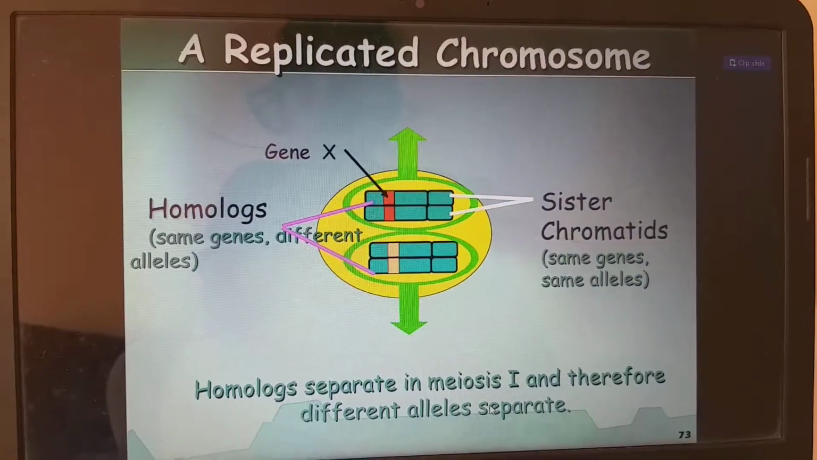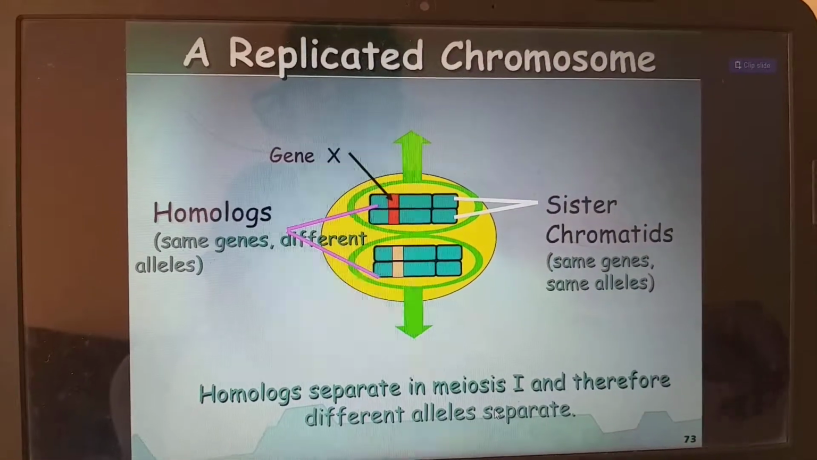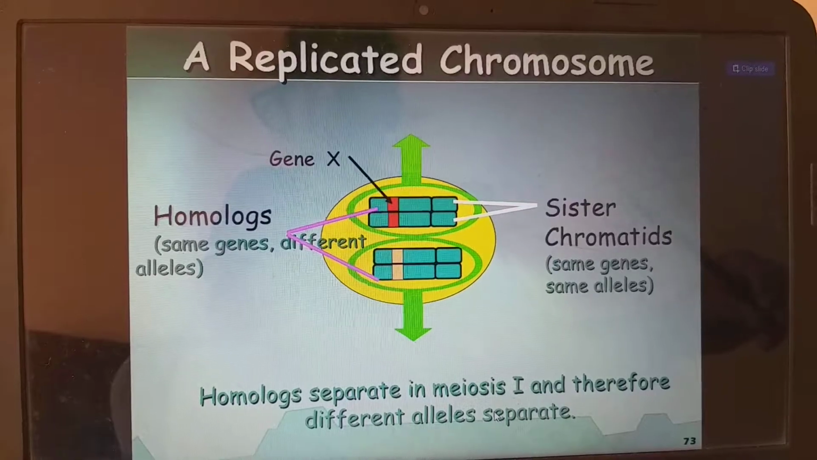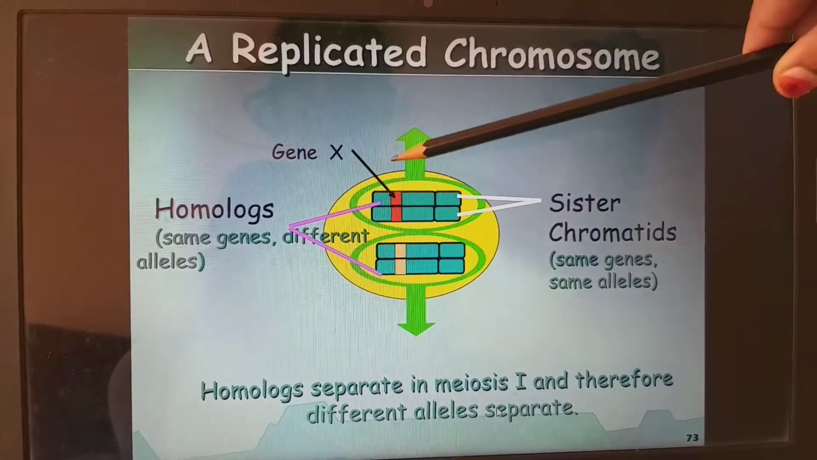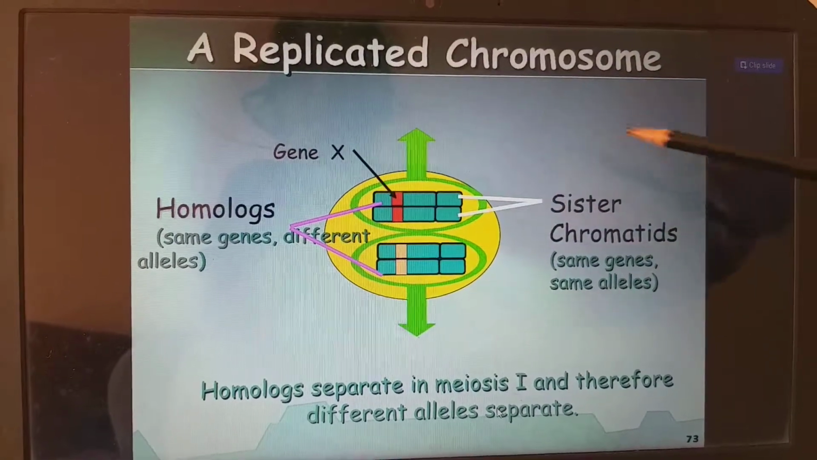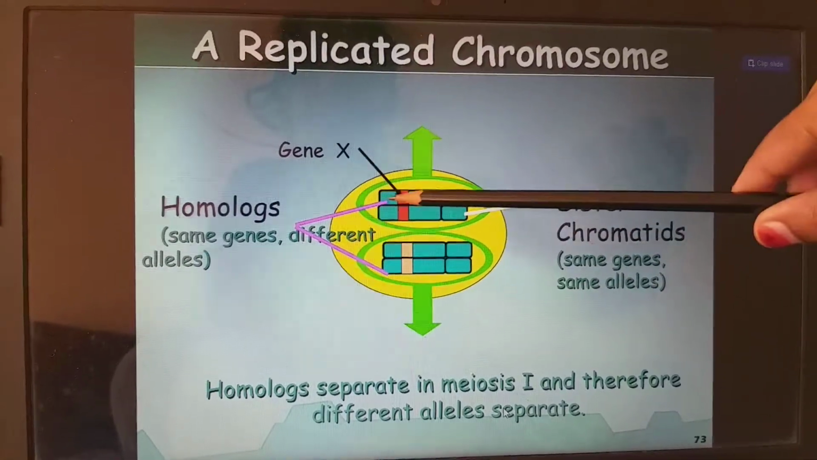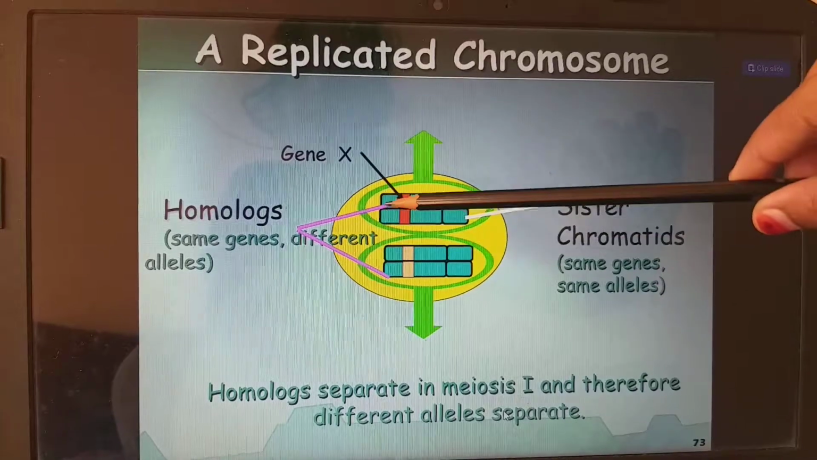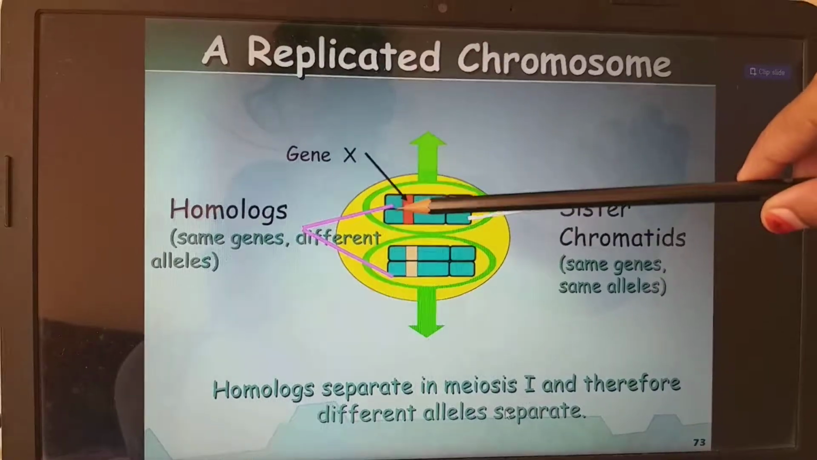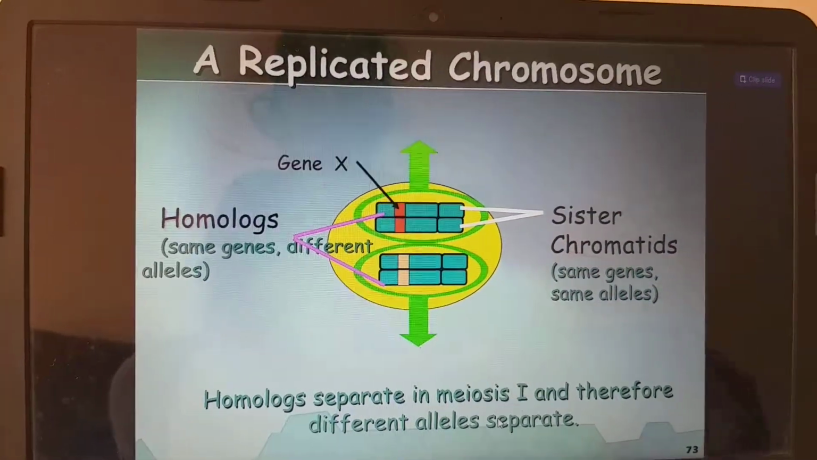A replicated chromosome pair has the homologs, meaning the same genes but possibly different alleles. For example, it is gene X. So these are the sister chromatids with the same alleles and same genes. And these we call non-sister chromatids. In the non-sister chromatids we also have the same genes but different alleles.